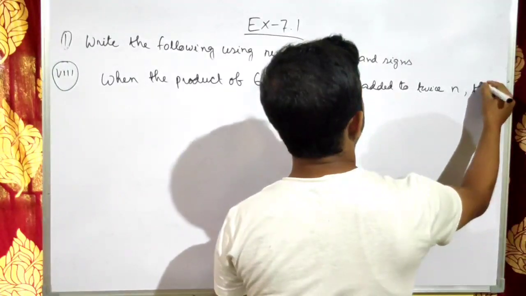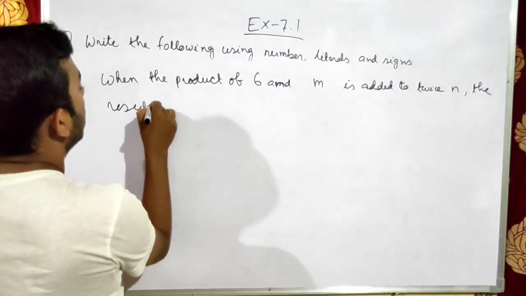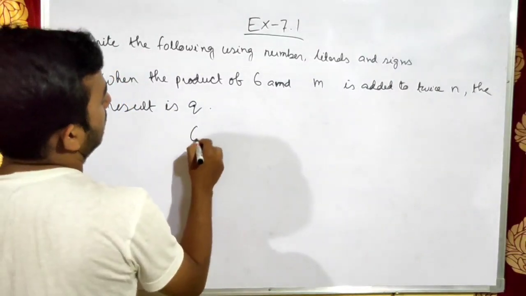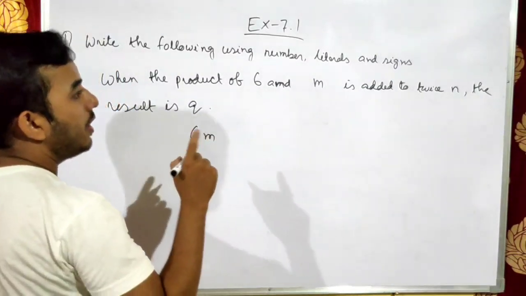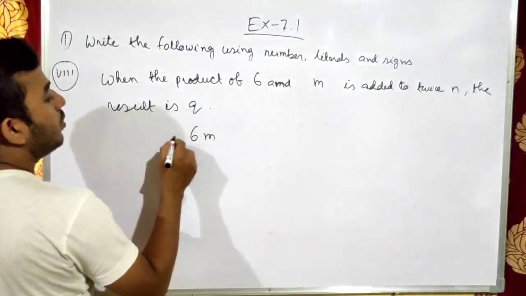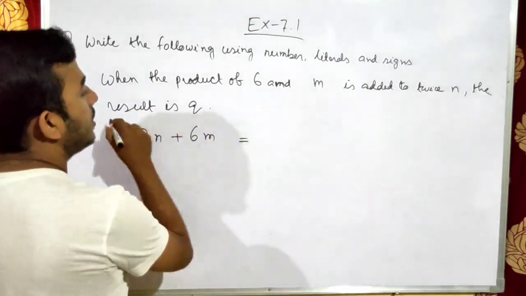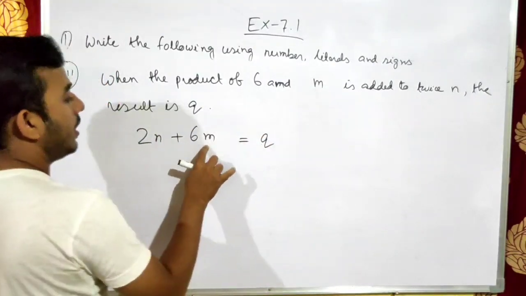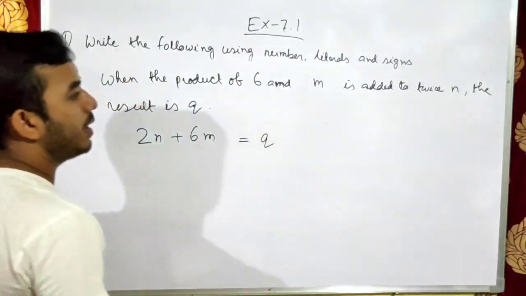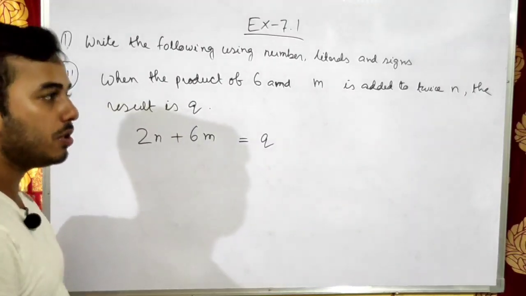The result is q. Product of 6 and m means what? 6 into m, that is 6m, is added to twice n. So 6m is added to twice n. Okay, the result is what? q. So 6m is added to twice n, the result is q. Finish. This is the required expression of that statement.